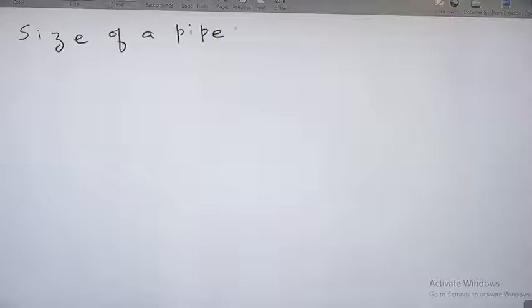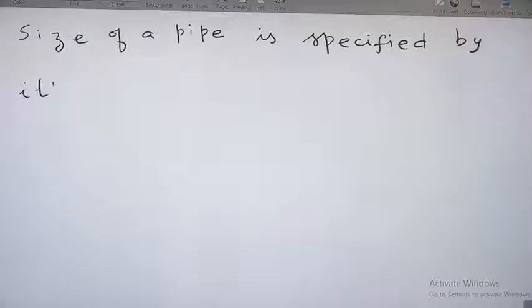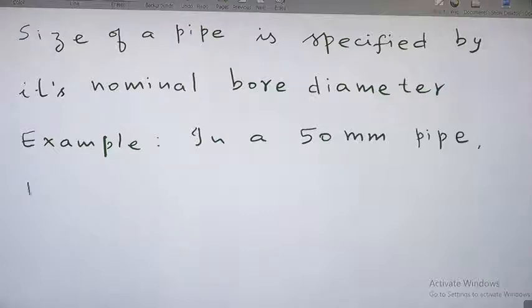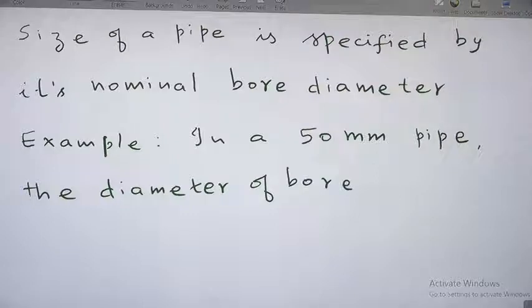Size of a pipe. In this plumbing practice, the size of a pipe is specified by its nominal bore diameter. Example, in a 50 mm pipe, the diameter of bore is equal to 50 mm. Right? Size of a pipe is specified by its nominal bore diameter. In a 50 mm diameter pipe, the diameter of bore is 50 mm.